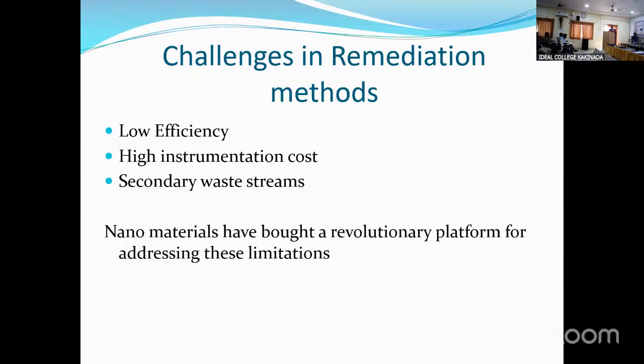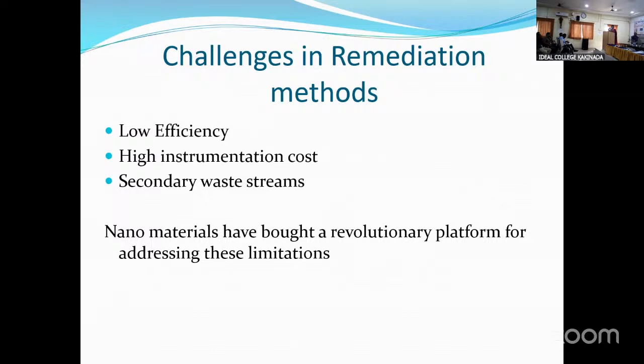The third one, the secondary waste streams. They are also producing waste products. Now, what's the alternative? In order to protect our environment, we must find the solution. The solution that answers the question is nanomaterials. So, nanomaterials have a revolutionary background for addressing these limitations.